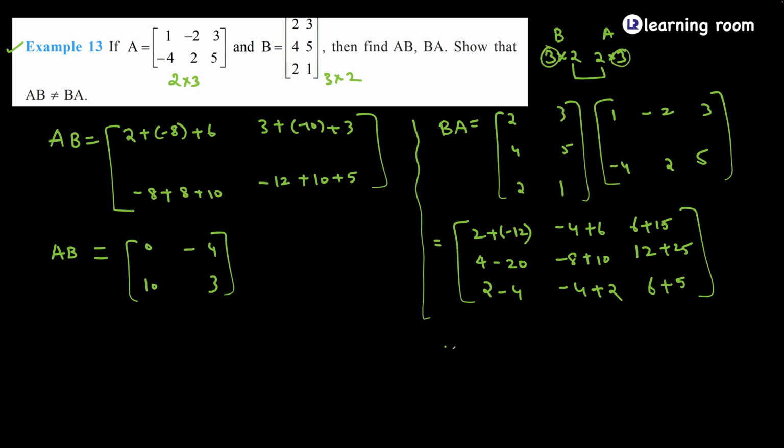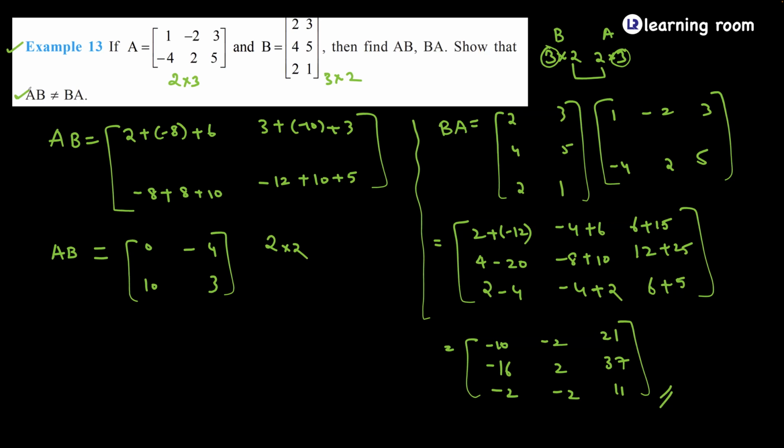So what is going to be the answer? It will be -10, -2, 21, -16, +2, 37, -2, -2, and 11. So if you observe in this problem, AB and BA both were feasible and we got a result also. But if you observe, AB is of order 2 cross 2 and BA is of the order 3 cross 3 and AB is not equal to BA. Right? We have proved this.